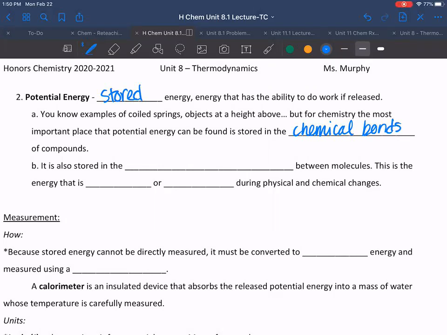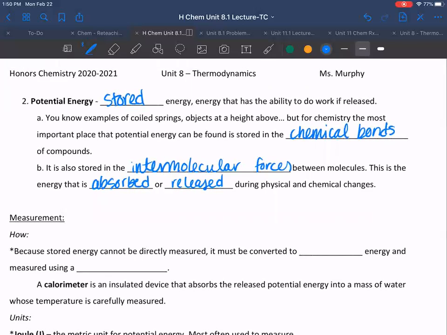And so this is the main spot we find it, but we also need to remember, you guys should remember this, intermolecular forces. So the attraction between molecules. So this energy is absorbed or released during both chemical and physical changes.